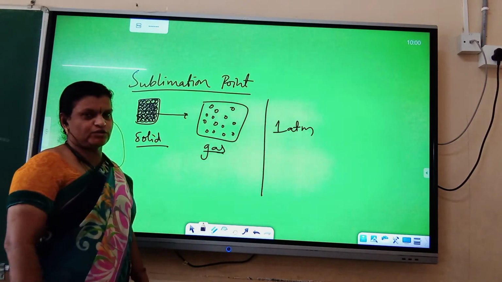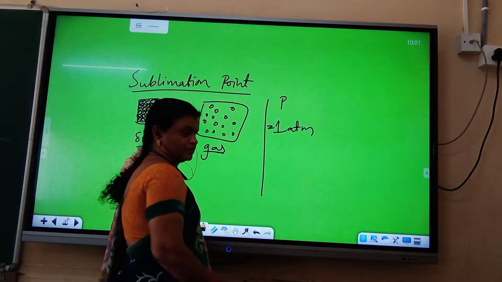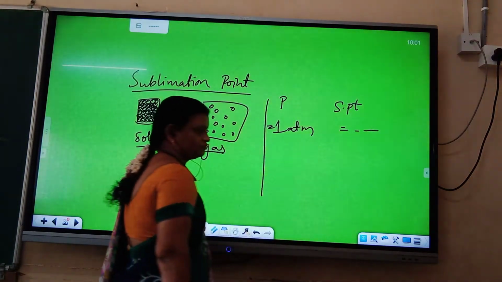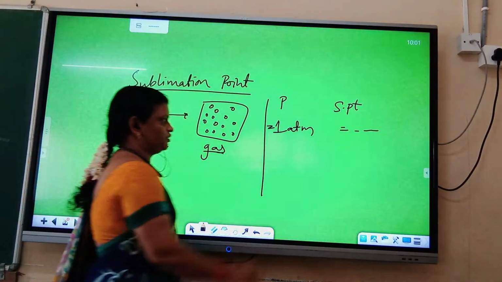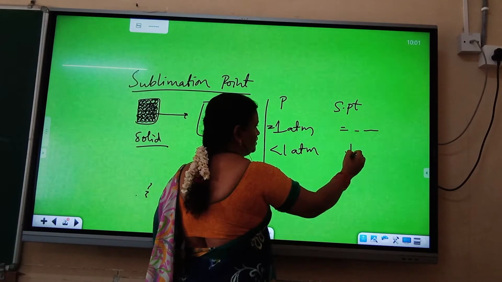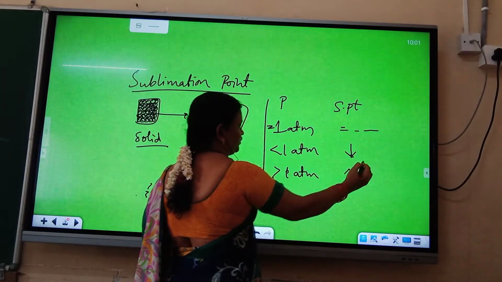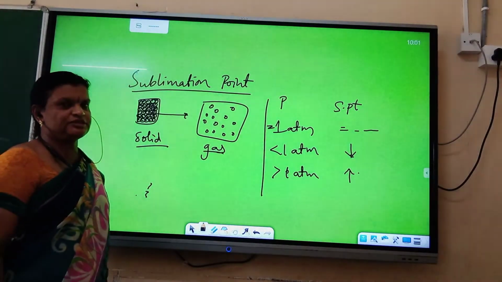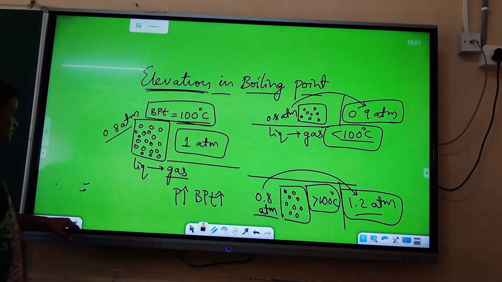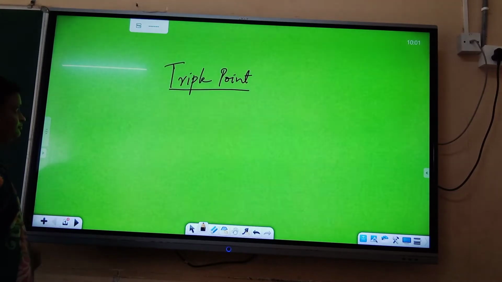That means from this also what we can understand, when pressure is equal to 1 atmosphere, then sublimation point will be having some value. We are not going to discuss what is that particular value. When pressure is less than 1 atmosphere, sublimation point decreases. When pressure is greater than 1 atmosphere, sublimation point increases. So along with the pressure, sublimation point will increase. Now we are going to discuss about the triple point.